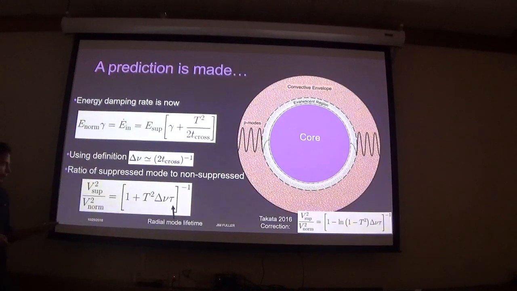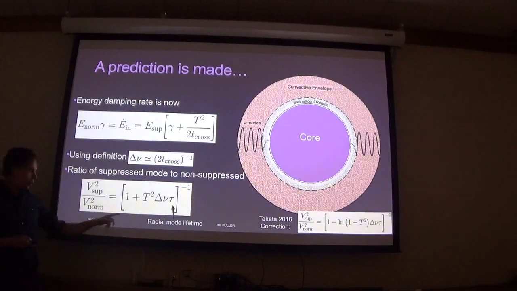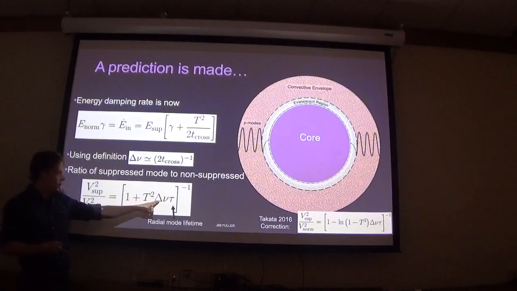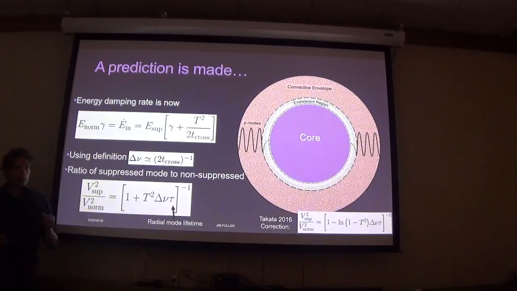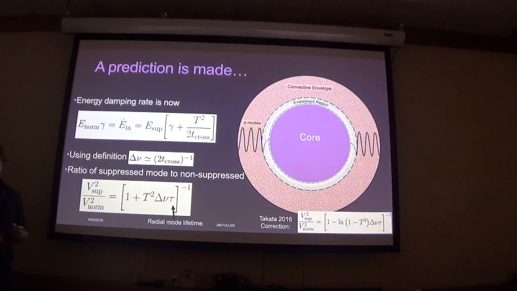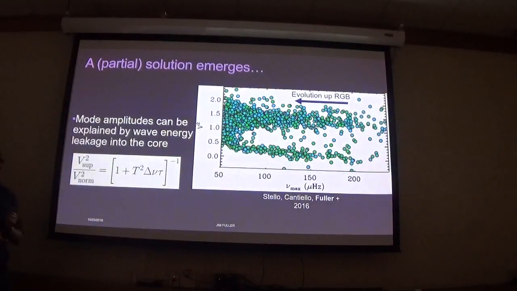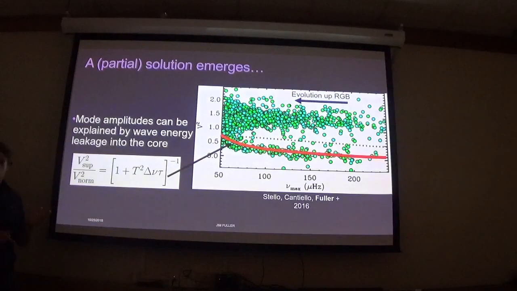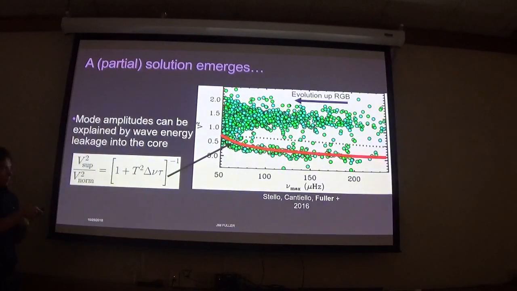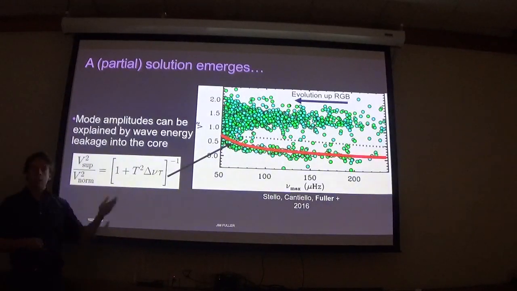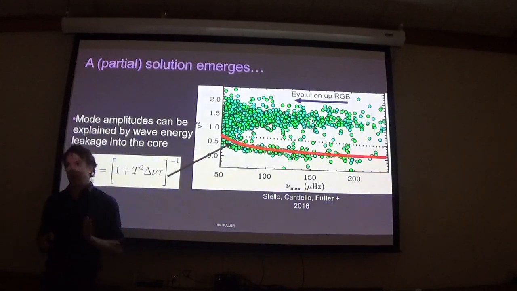What's also nice about this expression, there are no free parameters here. We can calculate this transmission coefficient, we can measure this large frequency spacing, and we can measure the radial mode lifetime, which is this gamma factor here. Okay, so we can take this prediction, and if you plot it on top of the data here, you see a beautiful match. And again, no free parameters, so that's really a striking match. And so I think this is very convincing evidence that whatever's going on in the cores of these stars is causing any wave which propagates into the core of the star to be dissipated almost entirely.